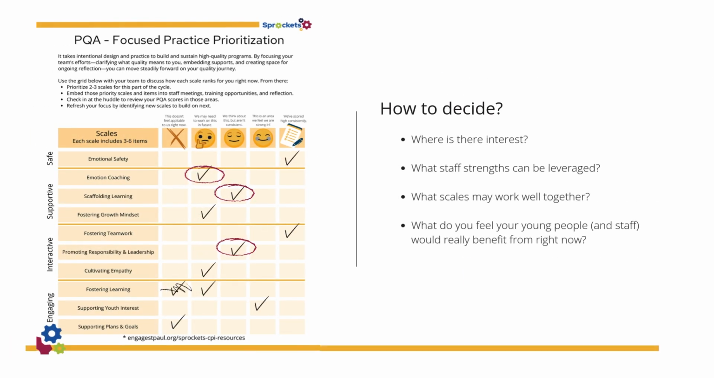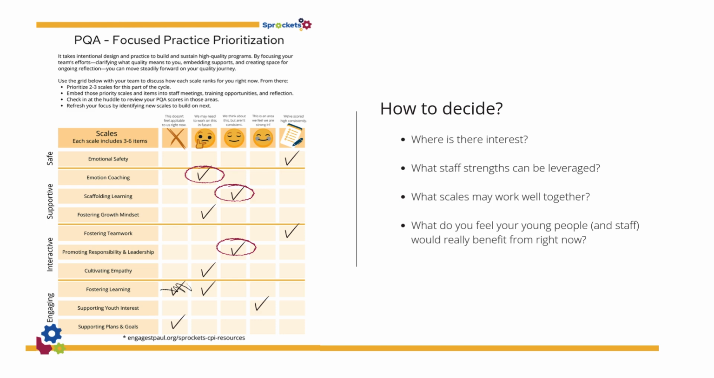Then you identify your 2 to 3 scales to focus on. As you decide on your focus areas, consider questions like, where's there the most energy or interest from staff? What strengths can your team build on? Which scales naturally connect and could reinforce each other? Or what practices would make the biggest difference for your young people and your staff right now?